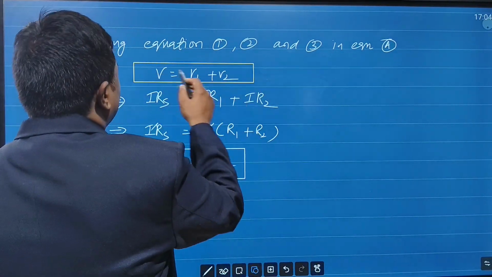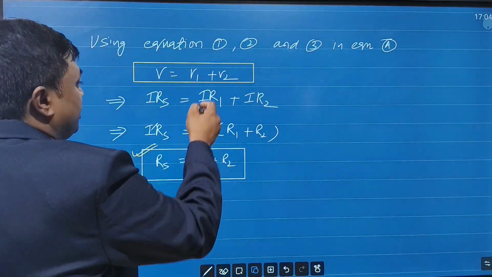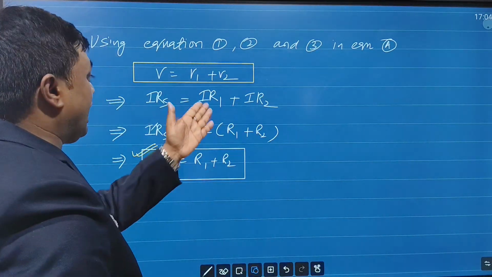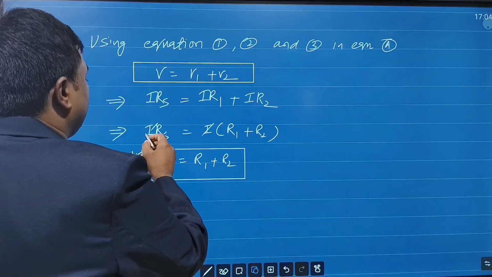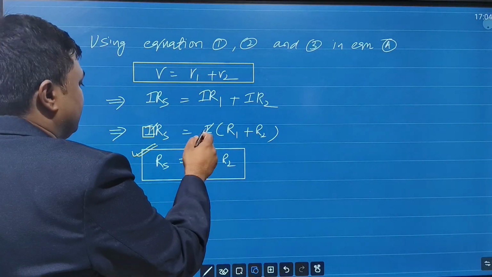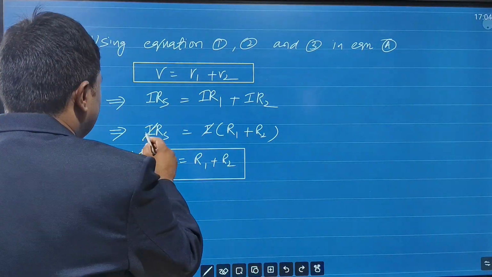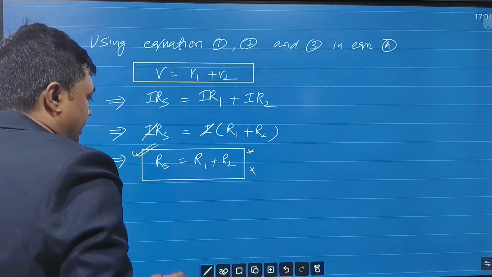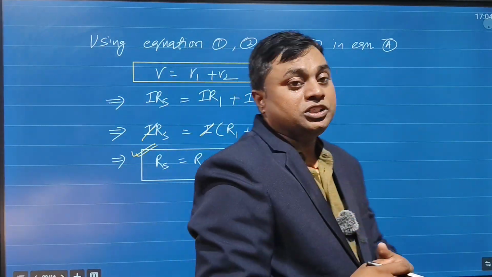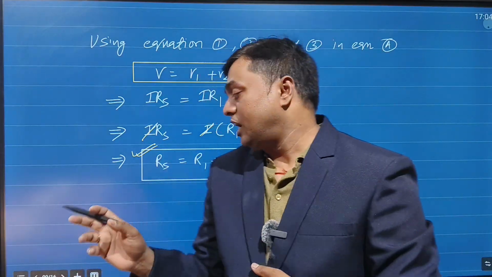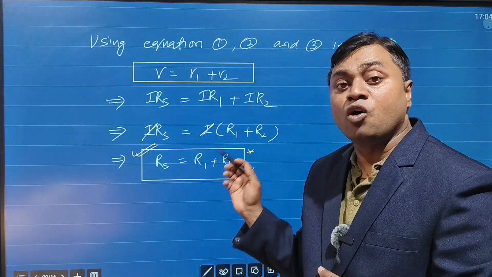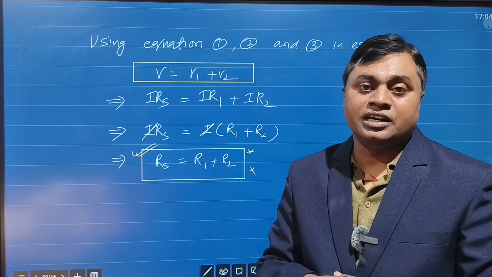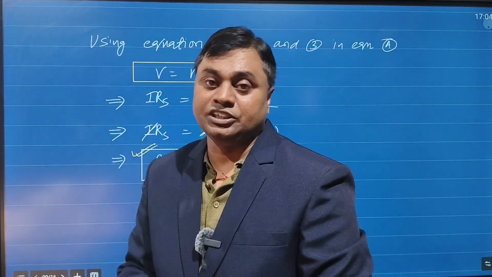Substitute the values. V is I into RS, V1 is I into R1, V2 is I into R2. So you can take I common: I into R1 plus R2 is equal to I RS. I gets cancelled, so you get RS equal to R1 plus R2. It means whenever two or more resistors are connected in series, the equivalent resistance is equal to the sum of the individual resistances, and it will always be more than the resistances connected in series.